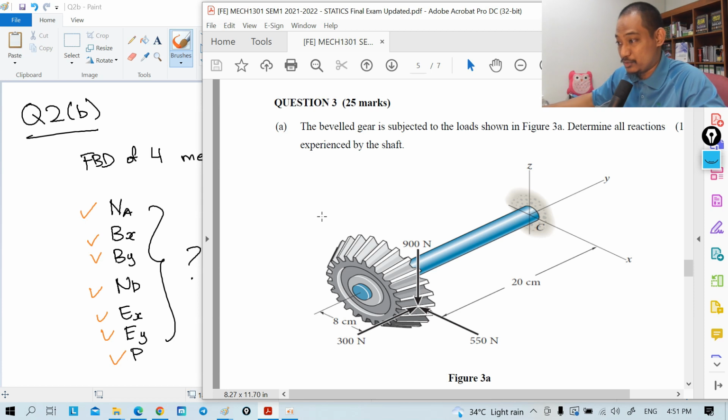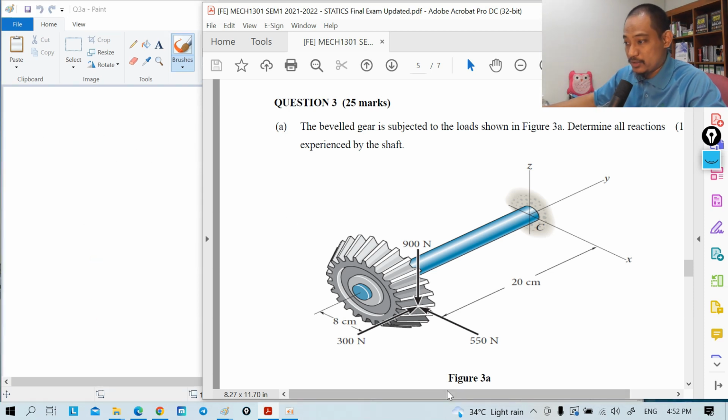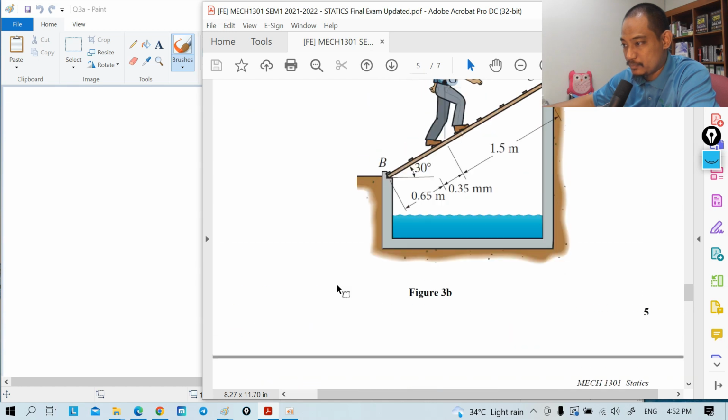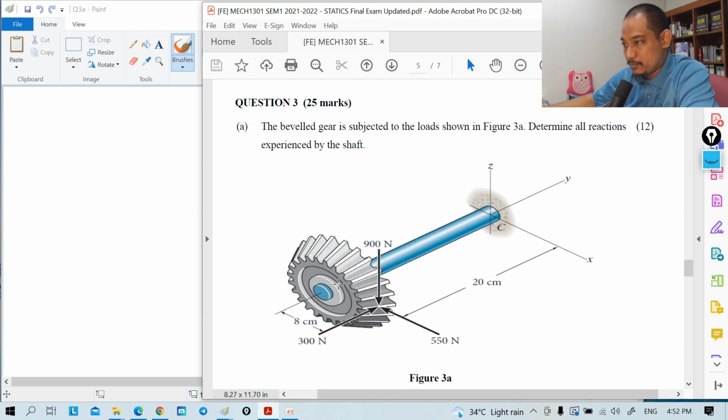Right, okay, so going to question number 3. This is question 3A. We have A and B, right? So question 3a: the beveled gear is subjected to the loads shown in figure 3a. Determine all reactions experienced by the shaft.